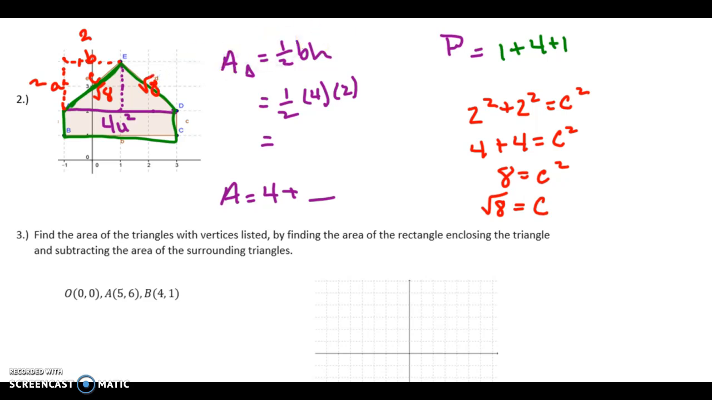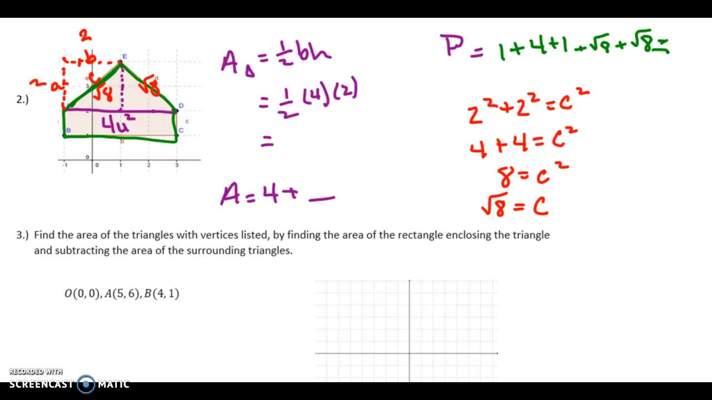So when I find the perimeter, I'm going to add in 1 plus 4 plus 1 plus the square root of 8 plus the square root of 8. To calculate the total perimeter, you're going to combine like terms, knowing that the square root of 8 and the square root of 8 can't be combined with that 1 plus 4 plus 1. Those are two different terms. Okay, so that's number 2.